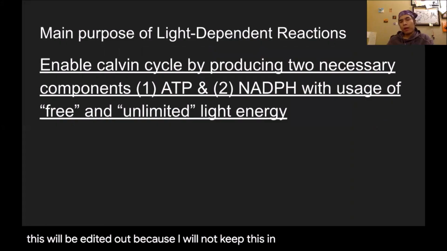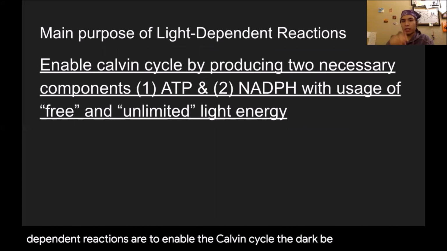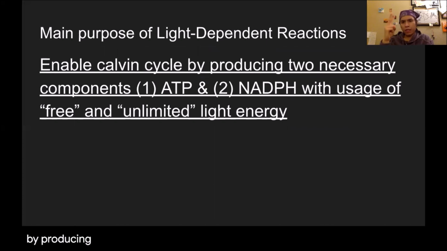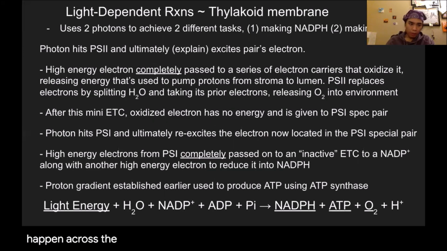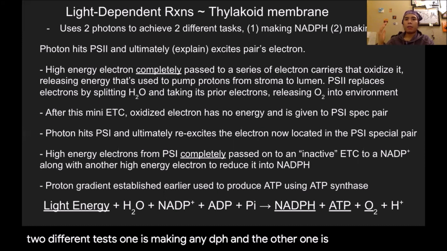Alright. The main purpose of the light-dependent reactions is to enable the Calvin cycle, the dark reactions, to occur by producing two necessary components, ATP and NADPH. And it does this with the usage of free and unlimited light energy. So the light-dependent reactions happen across the thylakoid membrane. It uses two photosystems to accomplish two different tasks. One is making NADPH, and the other one is making ATP.